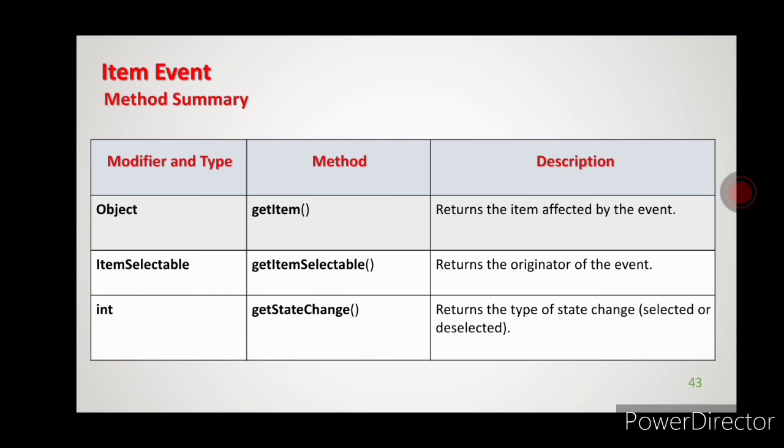Next is getStateChange, which returns the type of state change. If it is already selected and I click once again on that, it will deselect it. If items are not selected and I click on that, it will select it. It will return two states, that is selected and deselected.